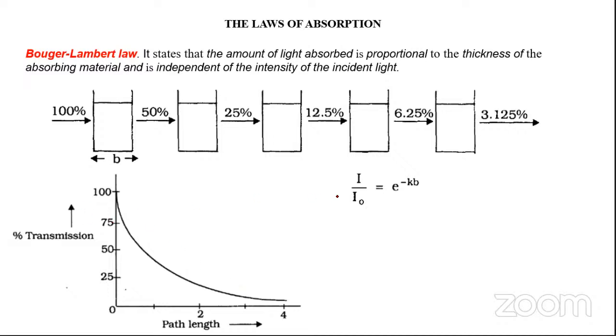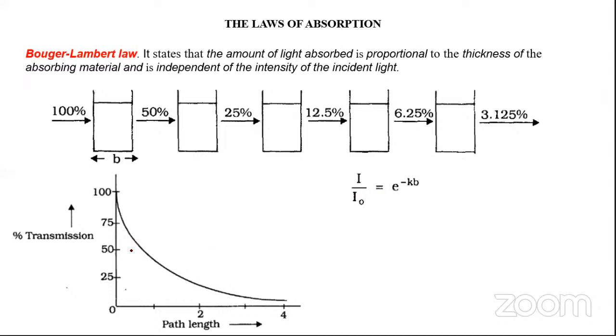So I can put it in mathematical relation, which is like I upon I0. Now, I is the amount of transmitted light. I0 is the amount of incident light. So the ratio of this, the amount of transmitted light upon amount of incident light, gives you transmission. So this ratio is actually transmittance.